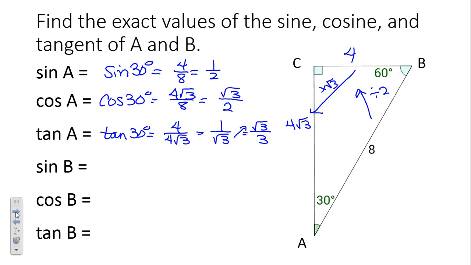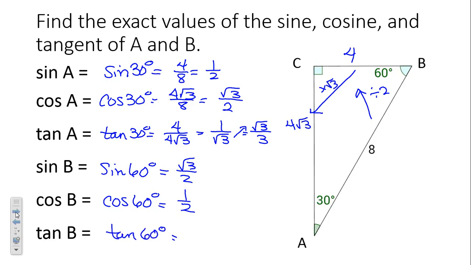Okay? Now the good news is the hard part's done. Hard part's finished. Because if I want the sine of 60, that should be equal to the cosine of what? Cosine of 30 was the square root of 3 over 2. So the sine of 60 is going to be the square root of 3 over 2. Okay? The cosine of 60 will be equal to what? The sine of 30. The sine of 30 was 1/2, so the cosine of 60 is 1/2. And tangent. Tangent of 60, we have to figure out.